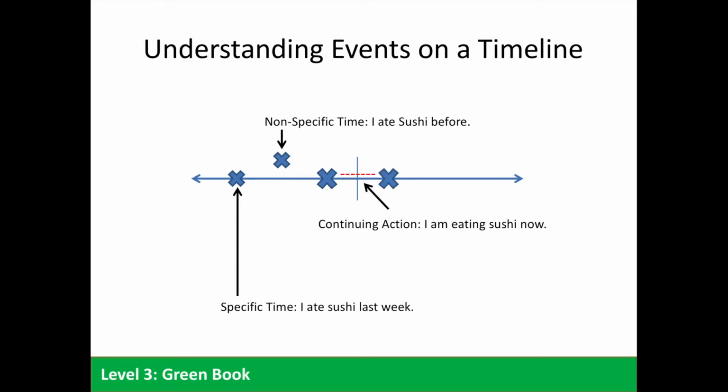A continuing action is represented on the timeline with two X's and a red dotted line between them. This is in the present tense, so our sentence would say, I am eating sushi now.